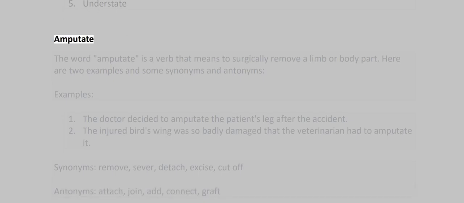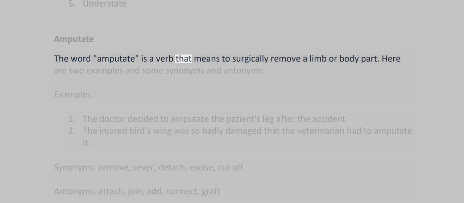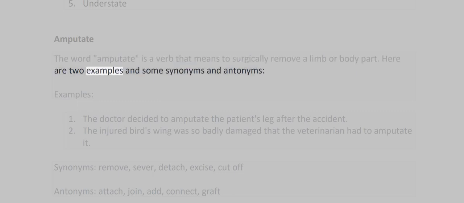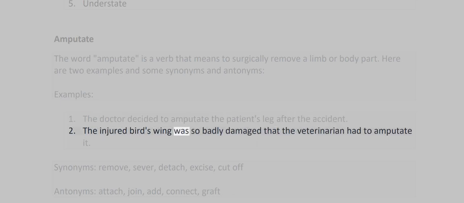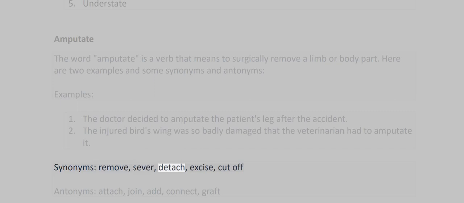Amputate. The word amputate is a verb that means to surgically remove a limb or body part. Here are 2 examples and some synonyms and antonyms. Examples: 1. The doctor decided to amputate the patient's leg after the accident. 2. The injured bird's wing was so badly damaged that the veterinarian had to amputate it. Synonyms: remove, sever, detach, excise, cut off. Antonyms: attach, join, add, connect, graft.